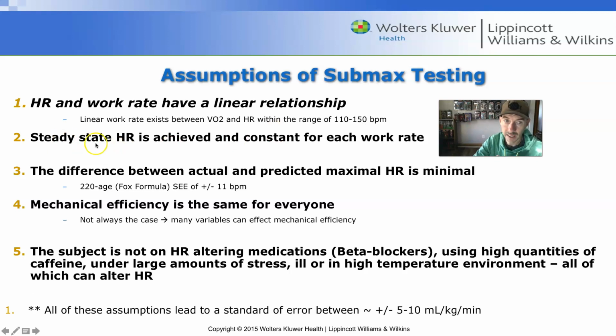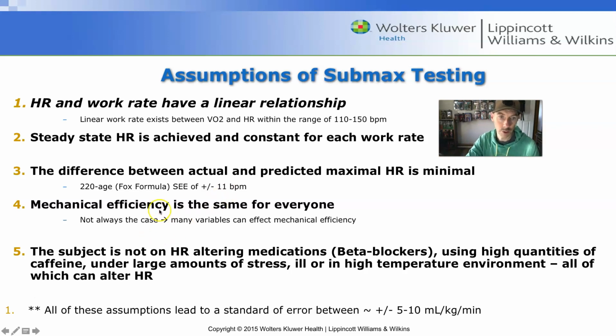We assume steady state heart rate is achieved at each work rate. Now we can control for that, and we'll try to during the test that we're going to do in lab. So that one is not as important. Number 3, we assume that this formula 220 minus age is an accurate way to predict max heart rate. The truth is there's a pretty big error, plus or minus 11 beats per minute across the whole population. So again, that is going to contribute some to this error.